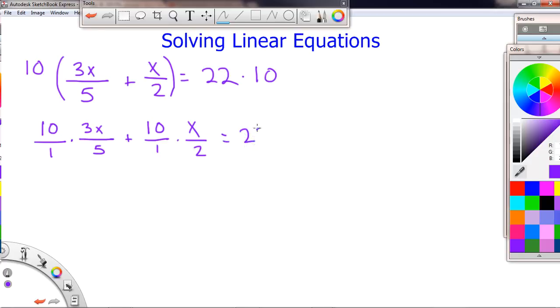22 times 10 is 220. That's the whole point of us multiplying by the least common multiple, is that it cancels out the denominators. Here I'm left with 2. Divide the 10 by 5. The 5 down here cancels. Here I'm left with a 5. So this is going to be 2 times 3x, which is 6x, plus 5 times x, which is 5x, and the 220 stays 220.